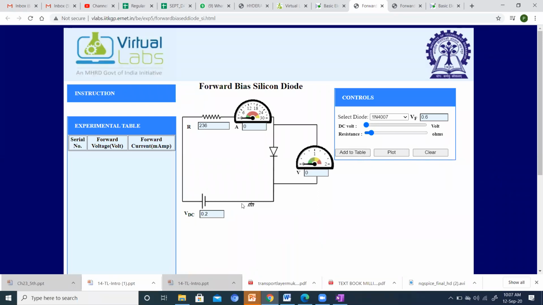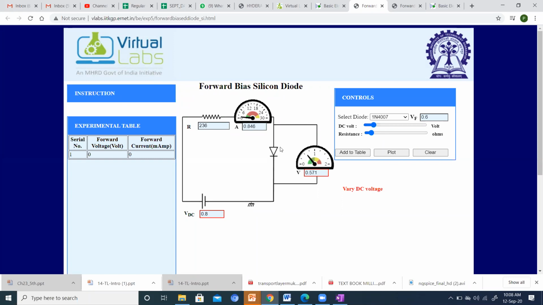For minimum voltage of 0.2, see here, this is RPS. As we are keeping at minimum mode, it is showing that it is maintaining the 0.2 volts according to the software they designed, sir. I'm adding these values, no current, no voltage. I will increase the voltage to some value, 0.5. In this particular case also, no current, no voltage. That is the reason why it shows that very DC voltage. Means if we are trying to add this value, it won't add this value. So next values we have to do it, sir.